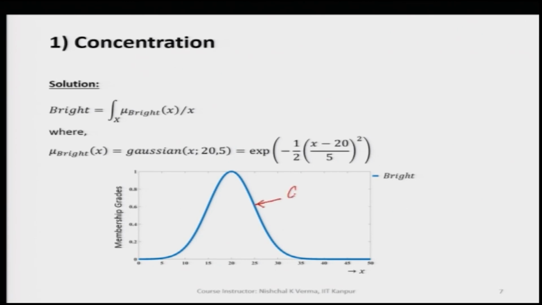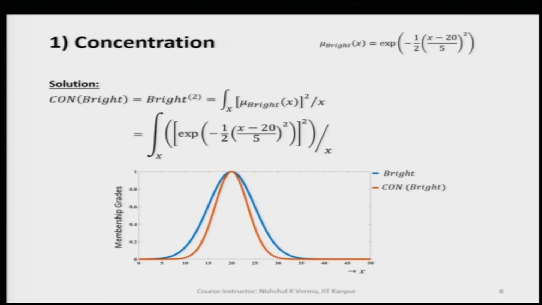but the Gaussian membership function. So, we have the fuzzy set for bright, and this bright has the membership function as the Gaussian with its mean 20 and its standard deviation 5. You can see here the mean is 20. So, we can represent the bright fuzzy set like this.